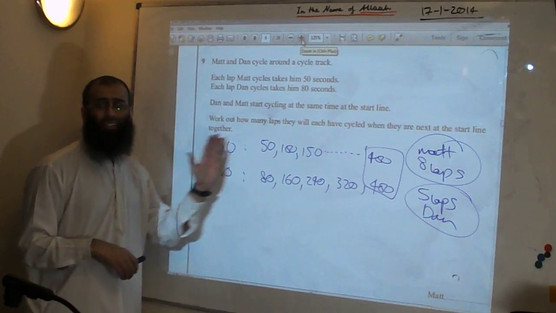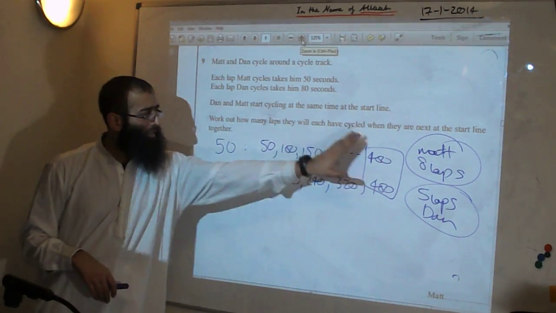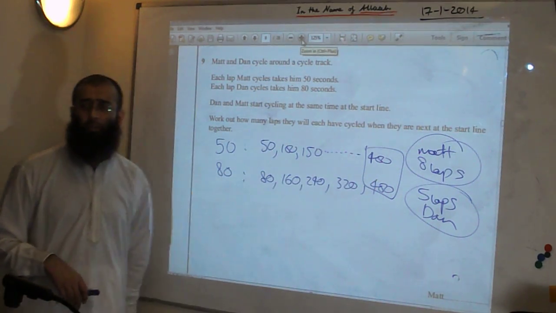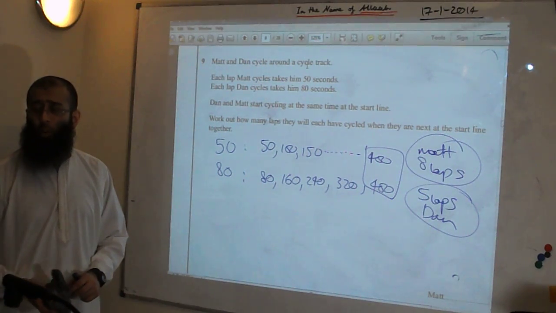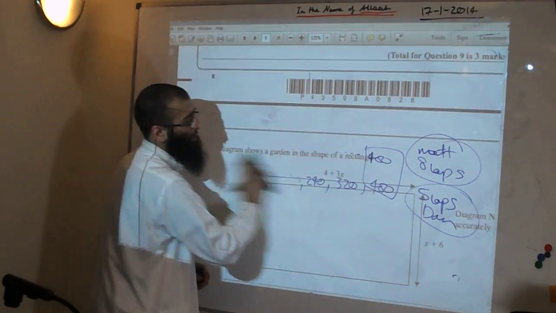Okay, so we'll consider the LCM. How many of these before they start matching? That's when they first match. Right. Are we happy with that? Yeah. Making sense? You copied it down? Yeah. Good.